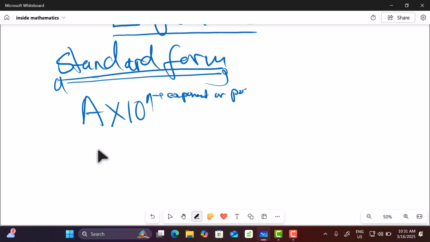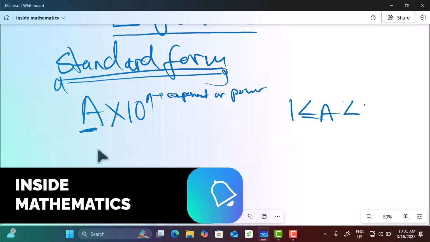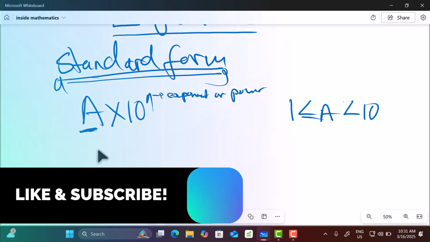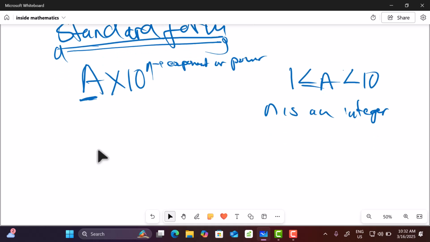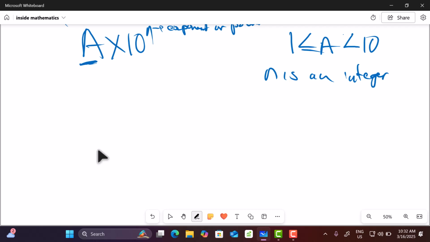or power. So what happens is that the value of a is greater than or equal to 1 and less than 10. So it is in base 10. And the value of n is always an integer. And remember, an integer can either be negative or positive. So n can be minus 1, can be 1, can be 50. It depends. So let us take a look into this standard form.